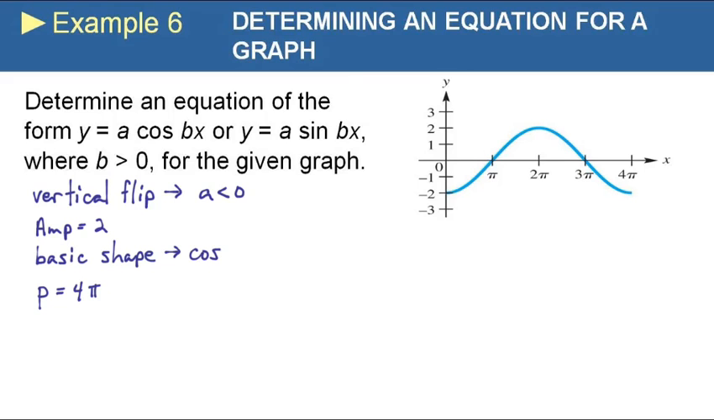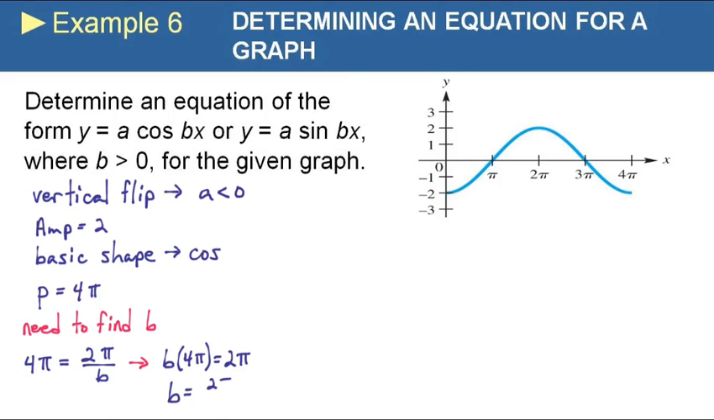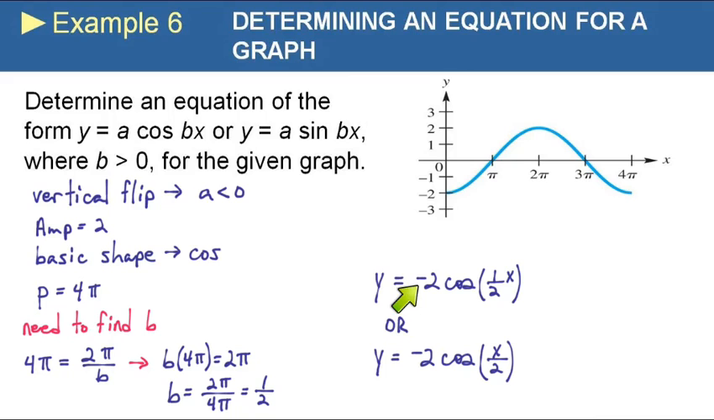So the period is 4 pi. That means we know that period is 2 pi over b. And so here, if we multiply both sides by b and divide both sides by 4 pi, it will say b equals 2 pi over 4 pi, or in other words, b equals 1/2. Alright, now that we have all the pieces, we can say negative a cosine of b times x. Or instead of writing 1/2 x, we can say x over 2. So negative 2 cosine of x over 2.